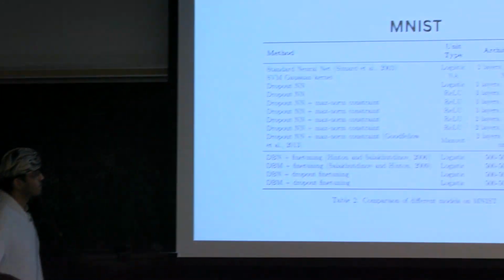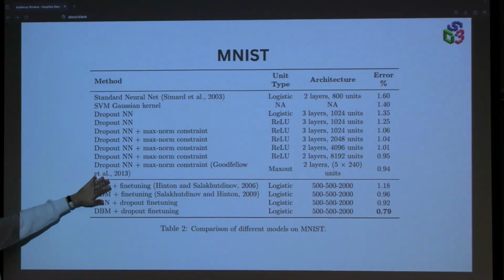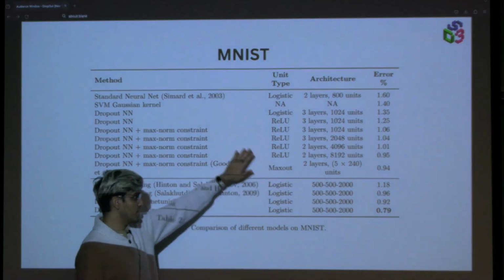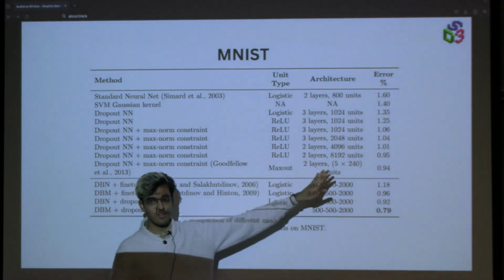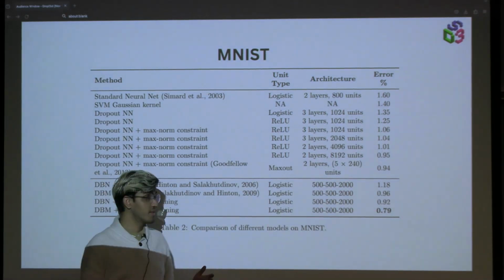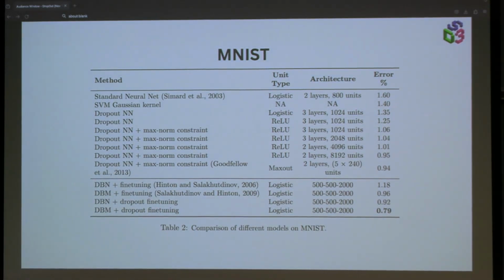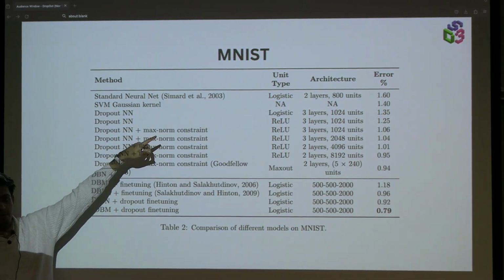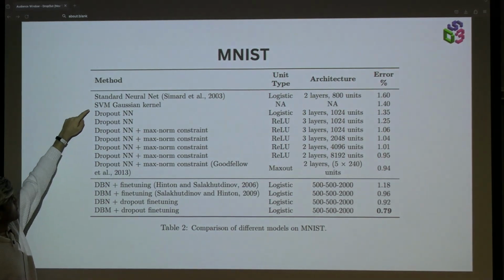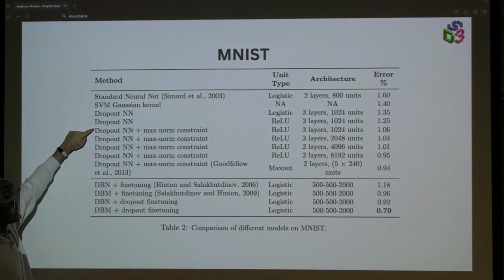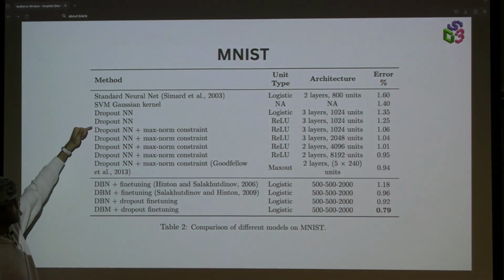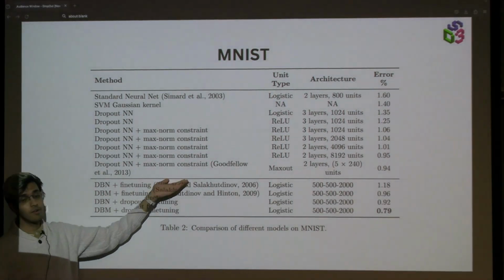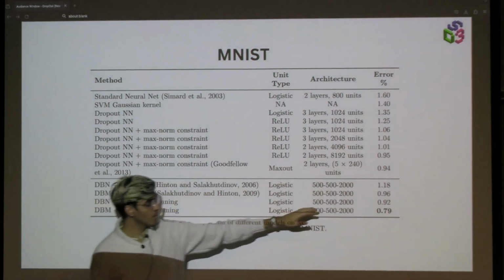So let's look at MNIST. Don't worry too much about all this mumbo jumbo. This is basically talking about the activation function. Different activation functions do different things. The network architecture is basically how many layers it has, how many units you have in each layer. What we want to see here is that a general neural network has an error of 1.6%, right? But when you do dropout, it goes down to 1.35. And when you apply even additional other improvements to this, it goes down all the way to 0.94.